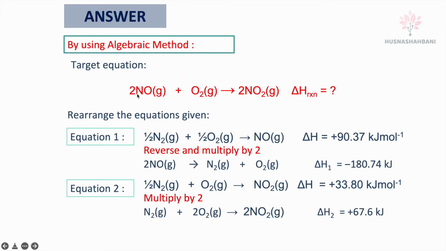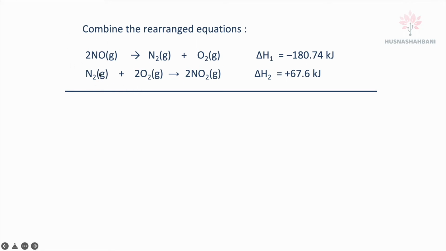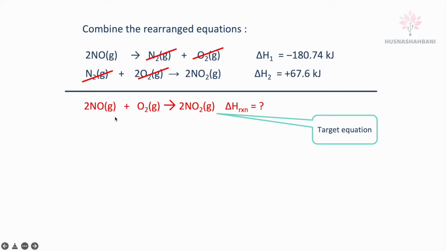In your target equation, you only have NO and O2. But here, in your rearranged equations, you have N2 as the reactant. We don't need this N2, so we cancel out the reactant N2 with the N2 of the other equation at the product. We cancel out oxygen and N2. Note that for oxygen, you only cancel out 1 mole, leaving you with 1 mole. So here you get the new target equation. This is your target equation after you cancel out your combined rearranged equations, and you have to calculate the delta H of this reaction.